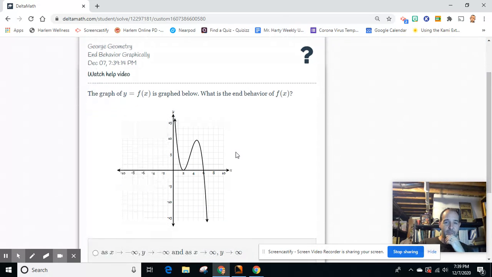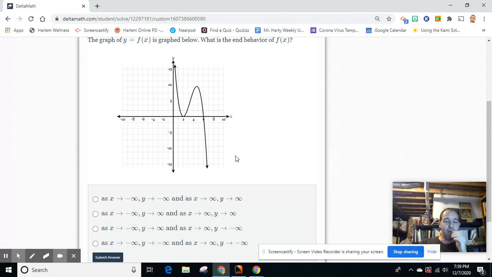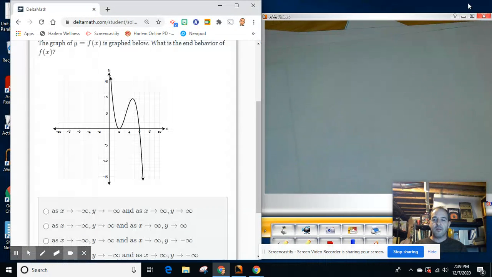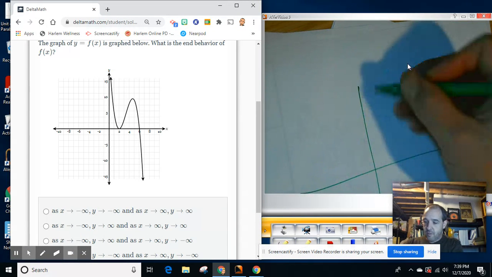Okay, end behavior. Which is the end behavior? Now remember with these, x, we're always going to have negative infinity and positive infinity. Those aren't going to change. So it's really just the y's that we're looking at. So as x approaches negative infinity, as x is on the left, actually I'm going to draw this on a piece of paper. I want you to be able to see what this looks like. So hang on a minute here. Okay, so I'm just going to do a quick sketch.